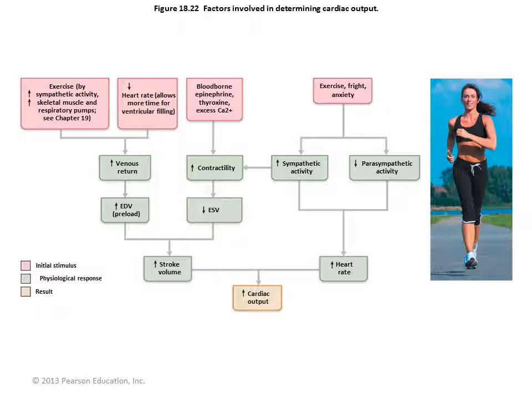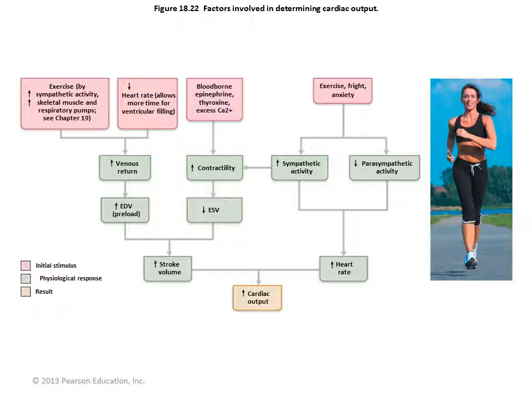Three main factors affect stroke volume. Number one, preload. Number two, contractility. Number three, afterload. Preload is the degree of stretch of cardiac muscle cells before they contract. The most important factor stretching cardiac muscle is venous return, which is the amount of blood returning to the heart.